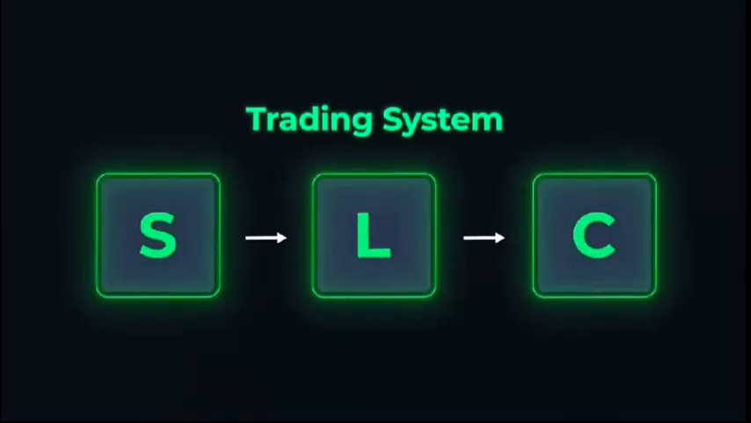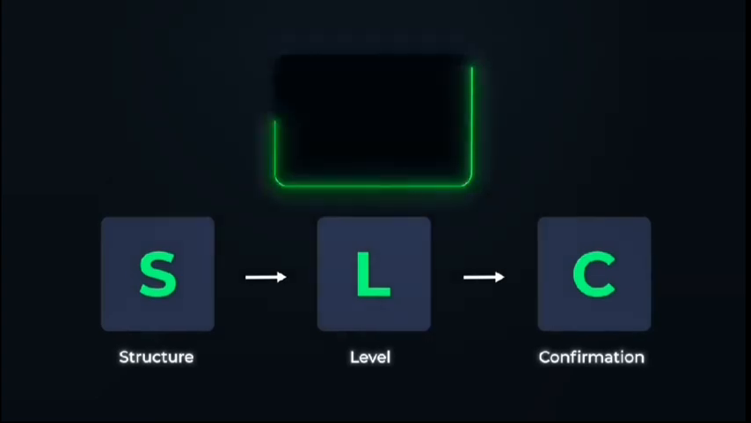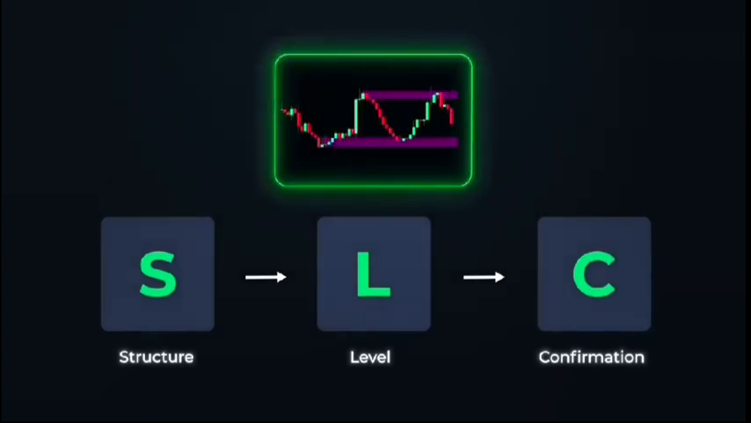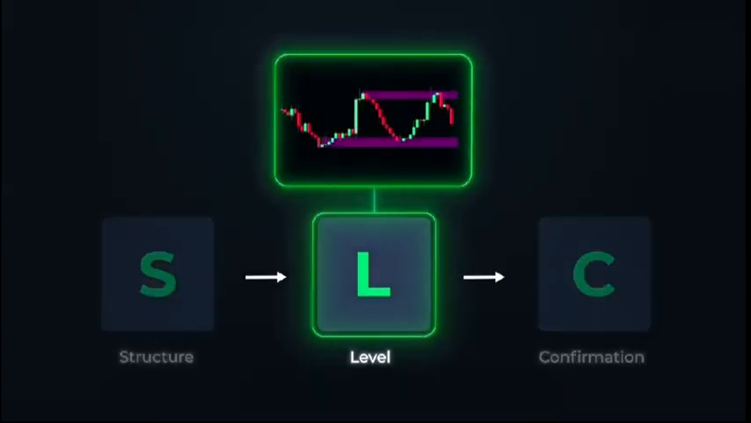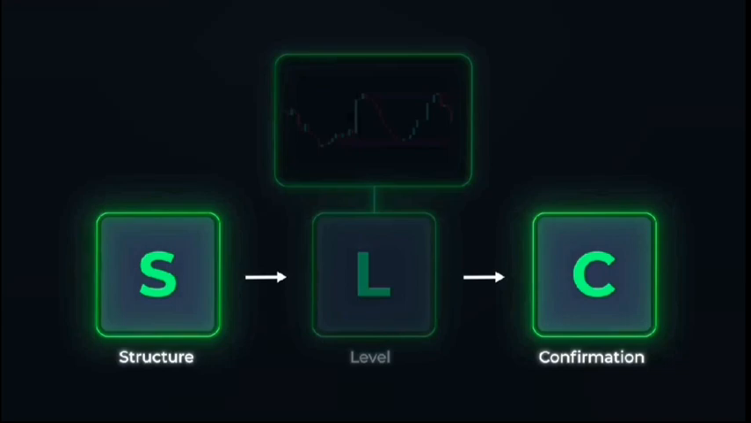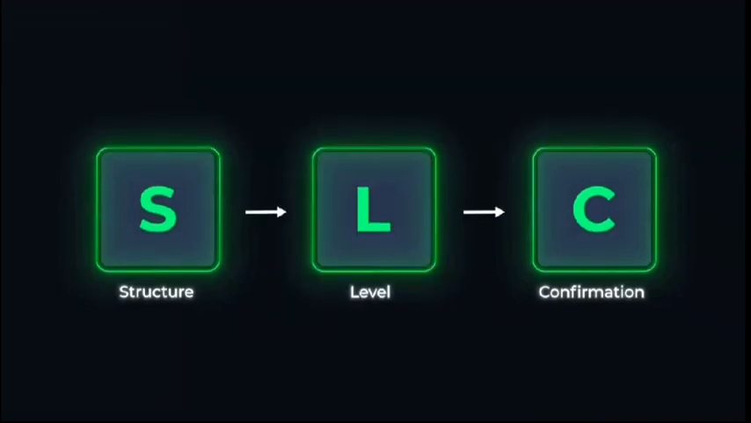The exact trading system I'm using is called the SLC system, which stands for Structure, Level, Confirmation. If you only trade supply and demand levels, you're only using the L part of the trading system. But the good news is, it means you've already got one part sorted out. So all you need to do is apply the S and C parts, and you will see significant improvements in your trading results. So now, I'm going to show you how to trade the SLC trading system.